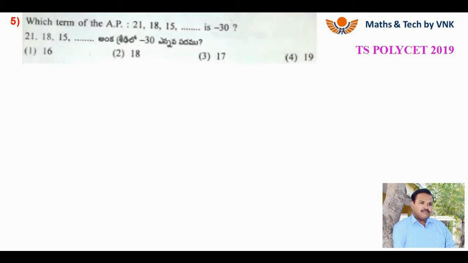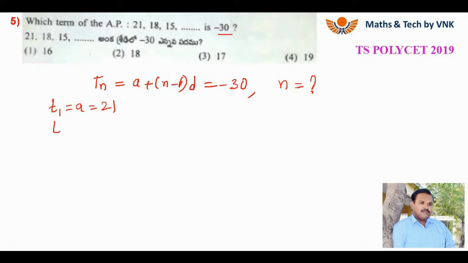Next question is, which term of the AP 21, 18, 15 and so on is minus 30? So the nth term of arithmetic progression is given as minus 30. So the nth term Tn is equal to a plus n minus 1 into d is equal to minus 30. So we have to find the n value. From the given arithmetic progression, the first term T1 is equal to a is equal to 21 and the second term T2 is equal to 18.